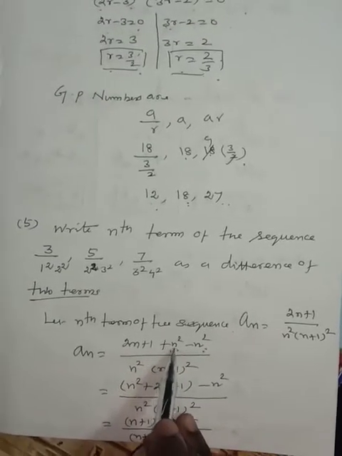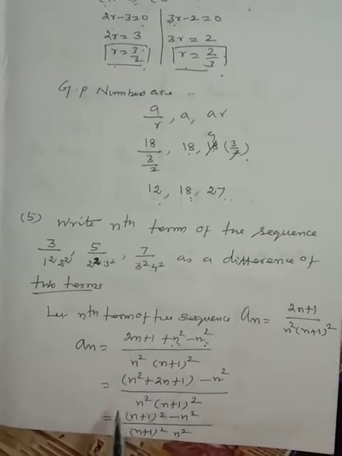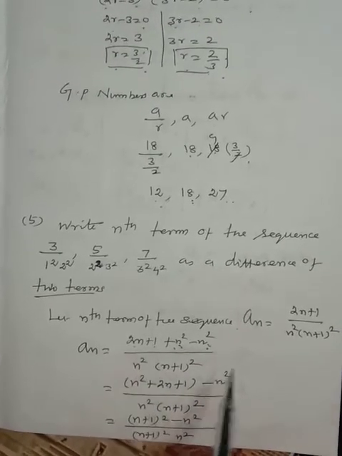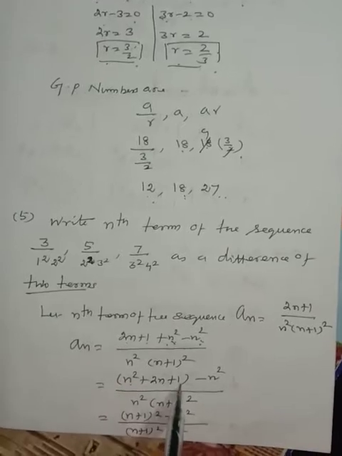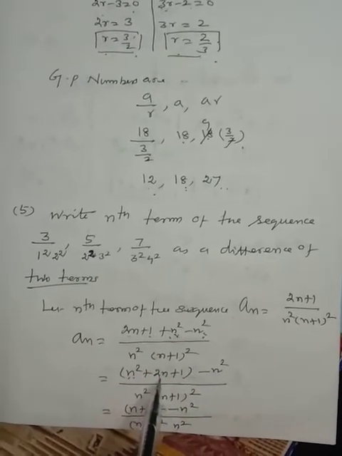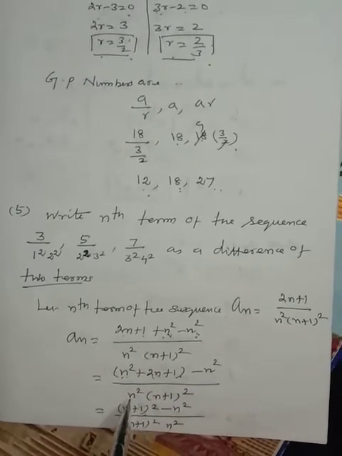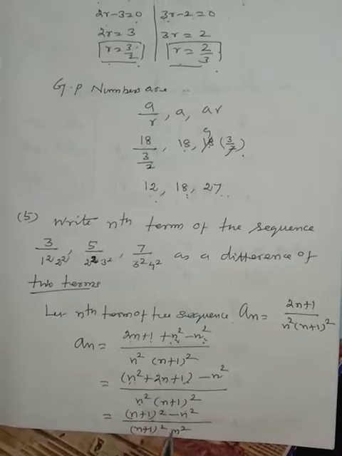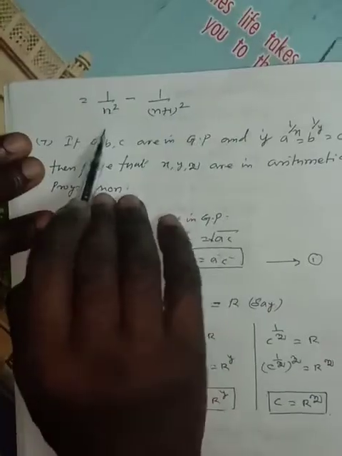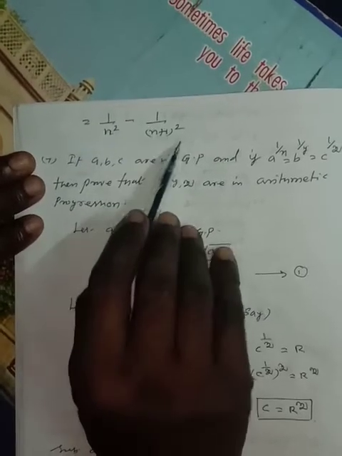Add n square, subtract n square, then take n square plus 2n plus 1, which is n plus 1 whole square, and the remaining part is minus n square, whole divided by n square into n plus 1 whole square. Now divide each term by the denominator: 1 divided by n square minus 1 divided by n plus 1 whole square.